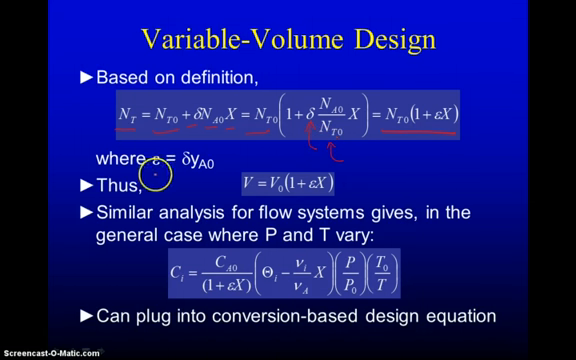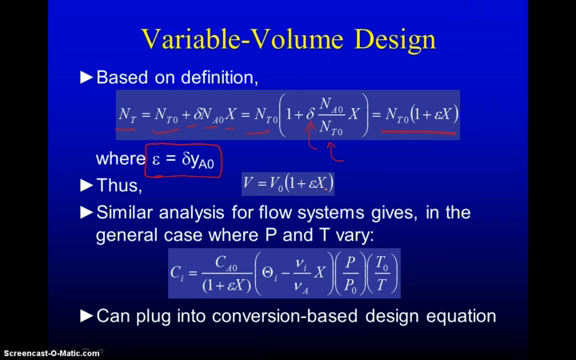So epsilon can be defined as delta, the net change in the number of moles per unit of A consumed, times the mole fraction of A entering the reactor. That's the easiest way to write the net change in the total number of moles. So if pressure and temperature are constant, we can write volume as the initial volume times 1 plus epsilon times conversion.